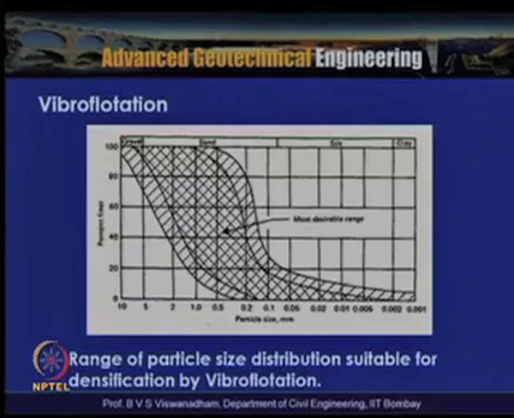The range of soils or particle size distributions possible for adoption is shown here, particularly the range of particle size distribution suitable for densification by vibro flotation. It shows that the soil should be gravel or sandy. If they are in the loose state, then it is possible that they can be compacted. But you can see here that when it comes to clay, the usage of this method is limited. Then we have to adopt appropriate methods.